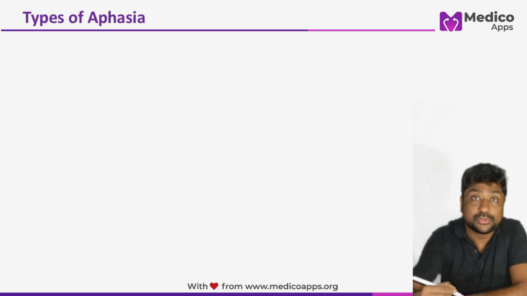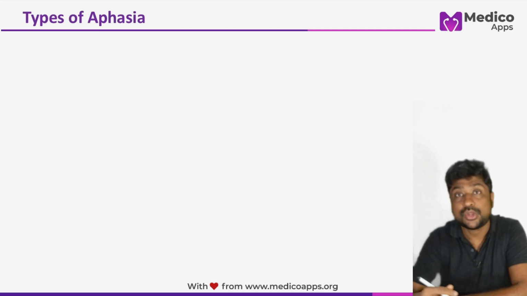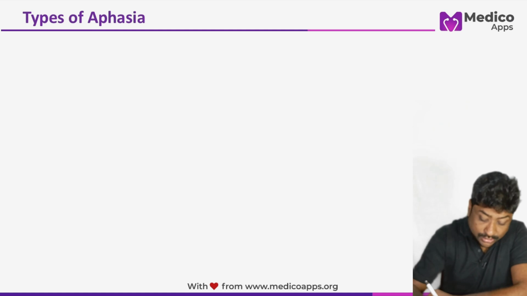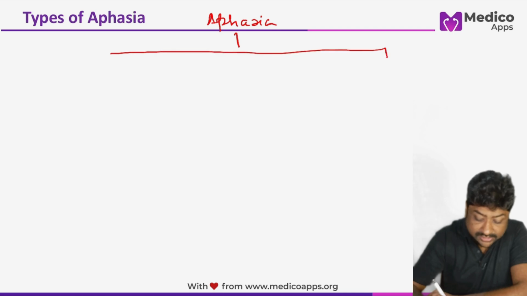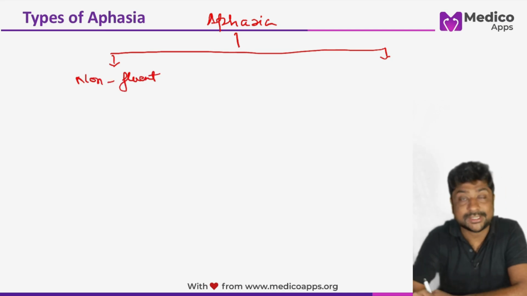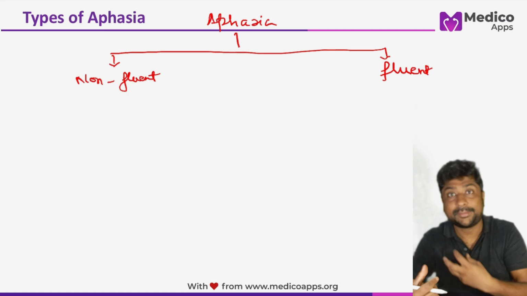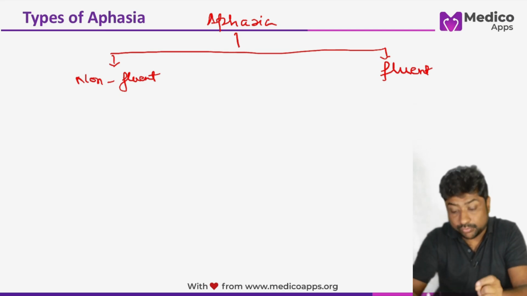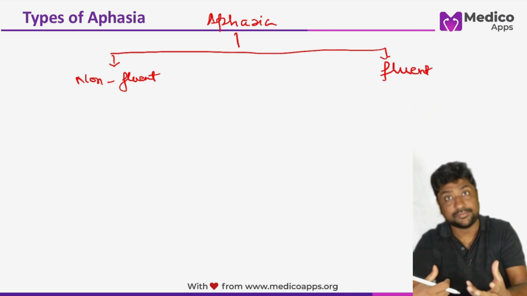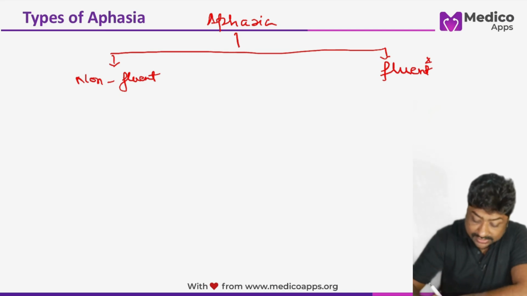Let's understand how we approach a patient of aphasia, whenever you get a clinical case on aphasias. The first thing I want to see is the speech output. There can be two possibilities: non-fluent aphasia or fluent aphasia. What do we mean by non-fluent aphasia? It means the patient is not able to speak. And in fluent aphasias, the patient is able to speak.